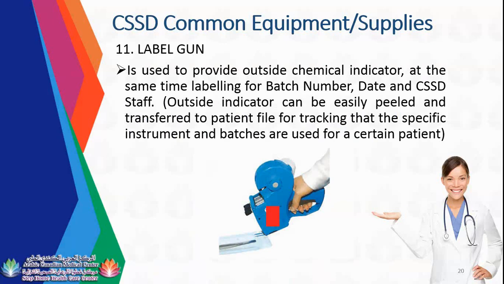So, you need to place the sticker on the bottom part of the pouch on the plastic area. There's no specific rule if you will put it on the left part or right part, as long as it is in the bottom, near the opening, where your nurses and doctors will open the instruments, it should be near. So your label sticker or label gun should have the batch number, date it is sterilized, the expiry date, the CSSD technician processing the sterilization, and sometimes the instrument name they put it.